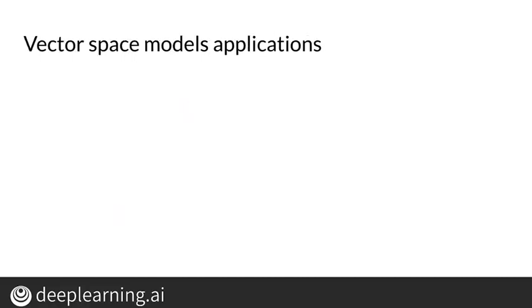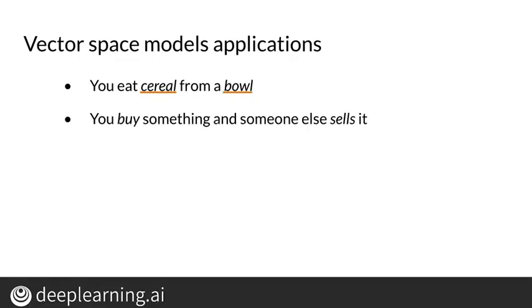Vector space models will also allow you to capture dependencies between words. Consider this sentence. You eat cereal from a bowl. Here, you can see that the word cereal and the word bowl are related. Now, let's look at this other sentence. You buy something and someone else sells it. So what it's saying is that someone sells something because someone else buys it. The second half of the sentence is dependent on the first half.